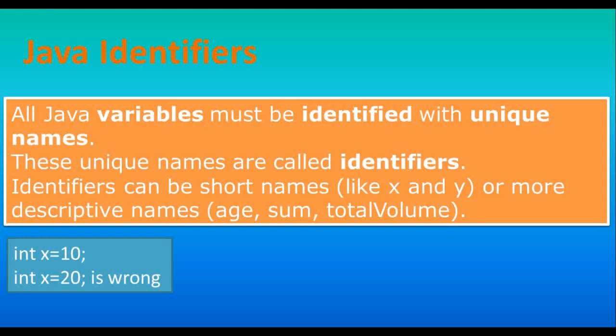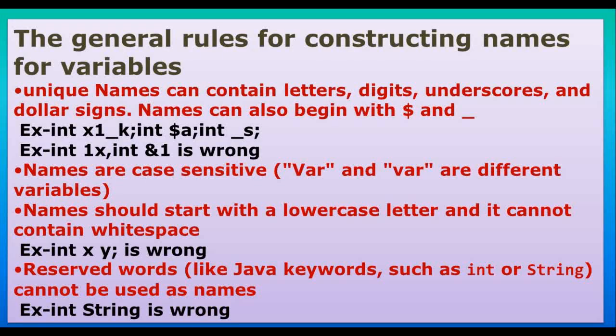Generally we use short names like x, y, or if you want to give a meaningful name like age, sum, total value, that you can also give. So a variable name should be meaningful and short. The general rules for the variable.